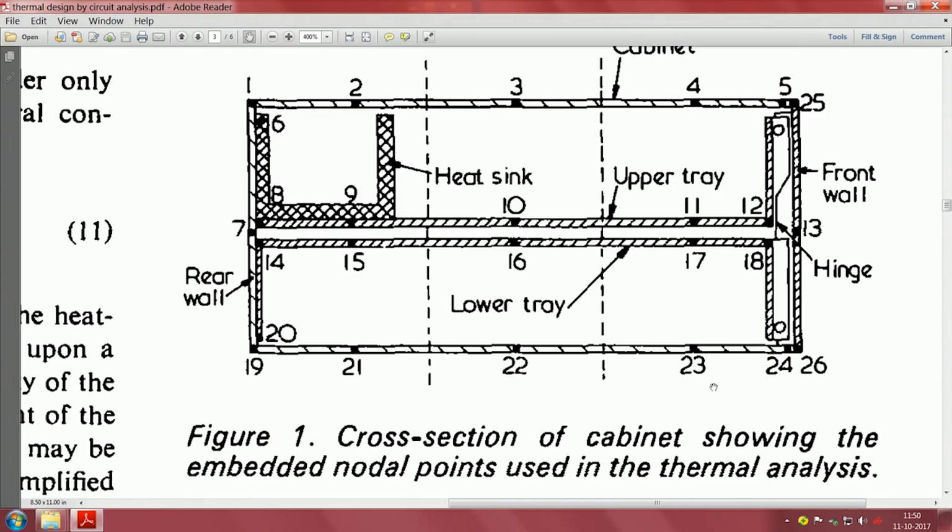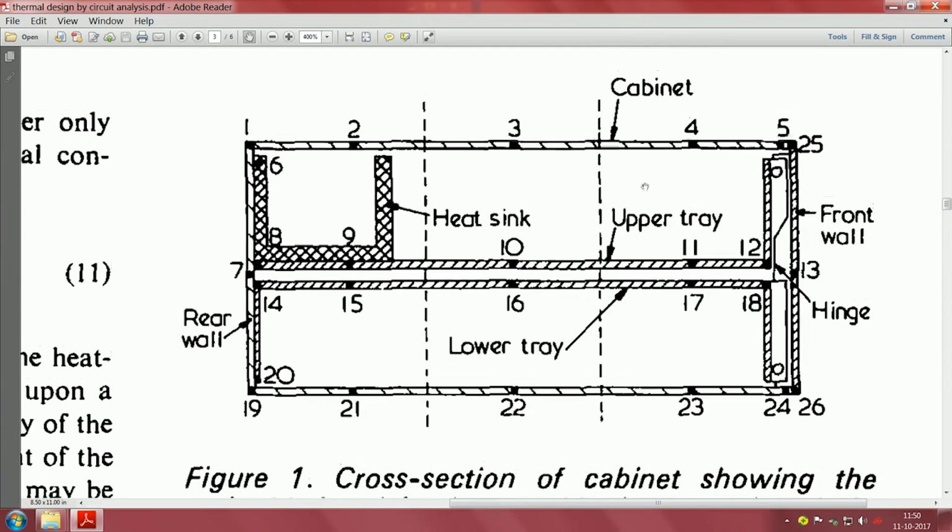So, they have a small heat sink, and there is a front wall, then we have trays, and this is the enclosed cabinet inside. So, how things are attached: we have a hinge which helps in lifting this door, and then this can be lifted out, and we can see how things work.